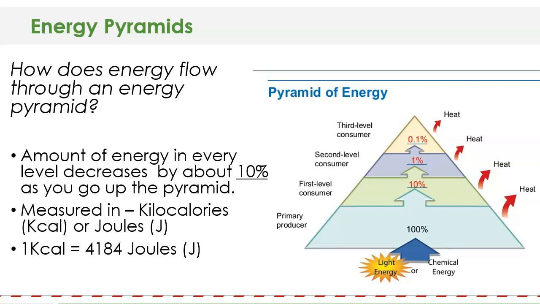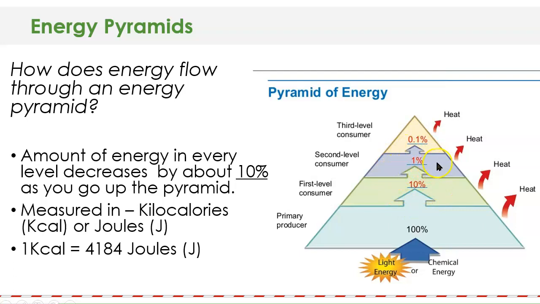Maybe someday you will, depending on what kind of sciences you decide to study later on. But just so you know, 1 kilocalorie is the same as 4,184 joules. But let's take a look at the pyramid over here on the right-hand side for just a moment. Again, you can see that as we go up the pyramid, if we start with 100% of the energy in the first trophic level, then the next trophic level only ends up with 10% of that energy.